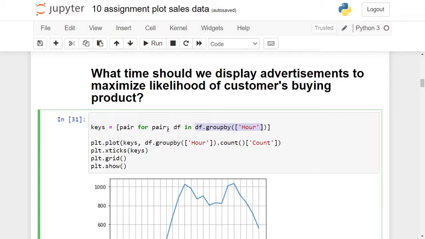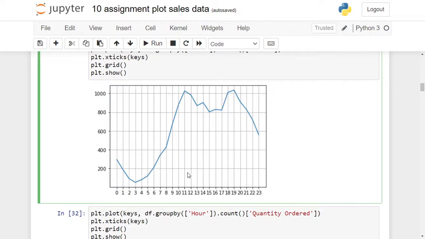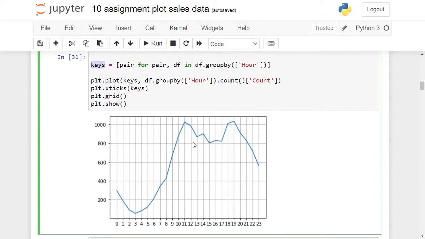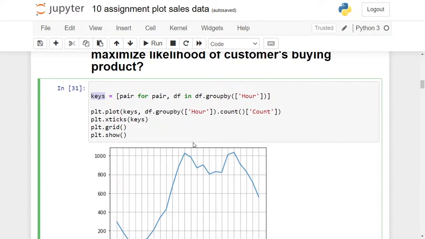Then we can find the pairs in the data frame, and we get the pairs. That will give us the hours. We can get the keys, and for the keys we can find what the time is, what the hour is. Okay, so that gives us the time, and now you can plot the keys.